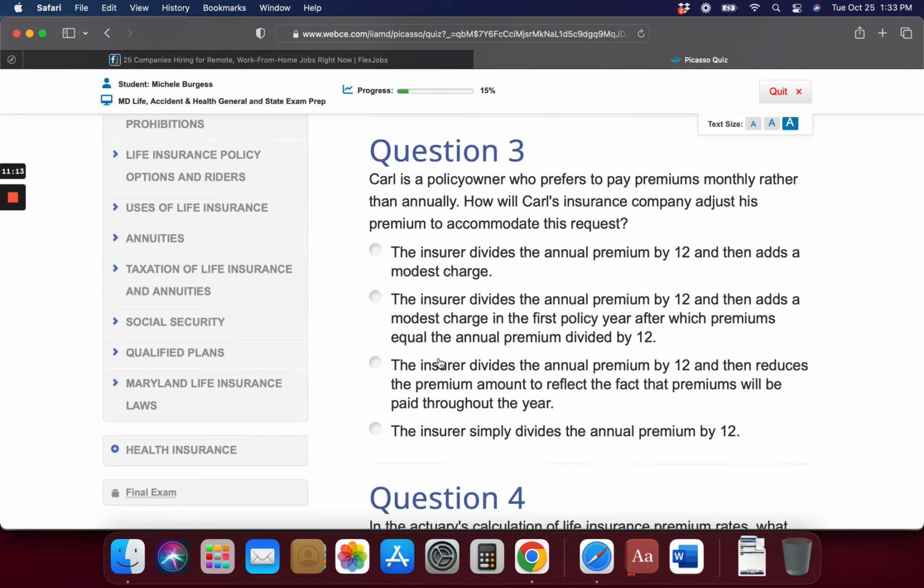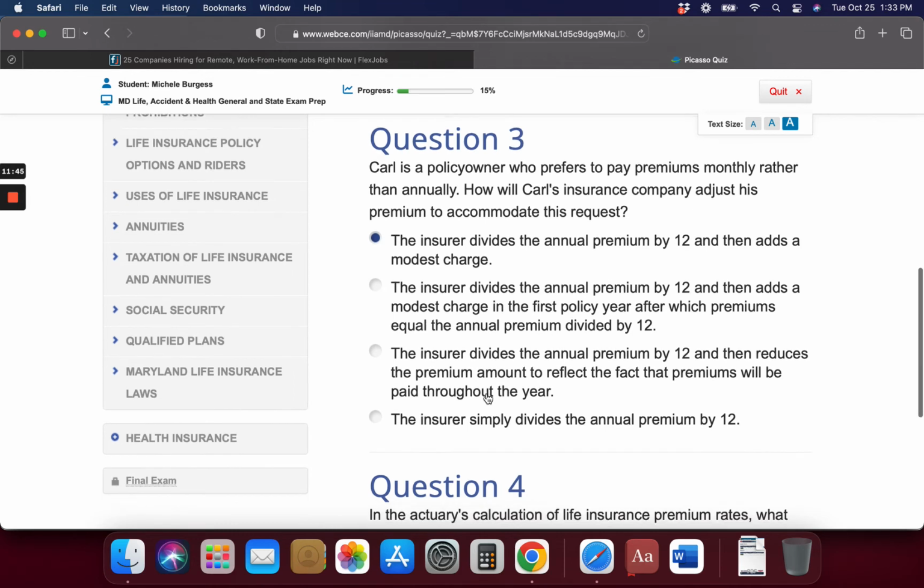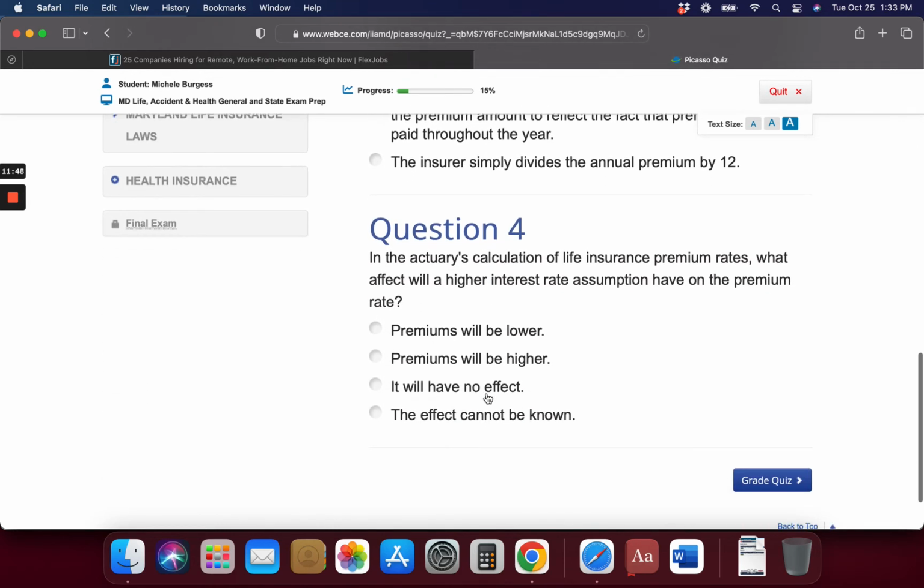Carl is a policy owner who prefers to pay premiums monthly rather than annually. How will Carl's insurance company adjust his premium to accommodate this request? He will add some money on there. I believe this is the correct answer. Divides the annual premium by 12 in the first policy year. Divides by, reduces the amount. I don't think there's any reducing. Okay, I think it's the first one. I know they add a little fee in there.